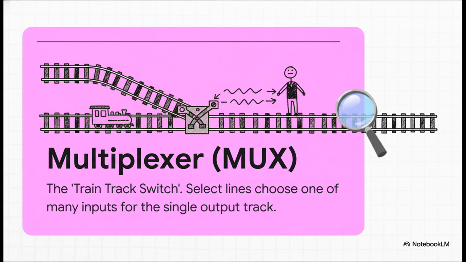All right, check this out. The multiplexer, or MUX for short. The absolute best way to picture this is a train station. You've got a bunch of trains on different tracks. Those are your inputs. But there's only one track leaving the station, the output. The select lines are like the signal operator, flipping the switches to decide which one of those trains gets to go down the main line.